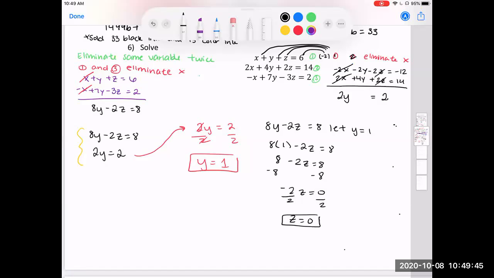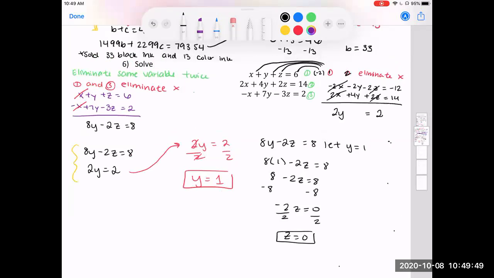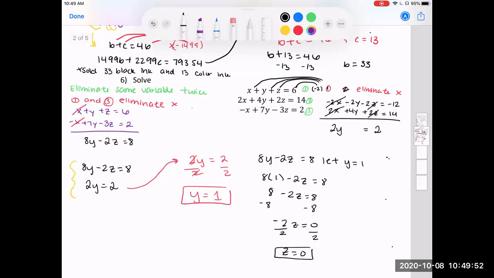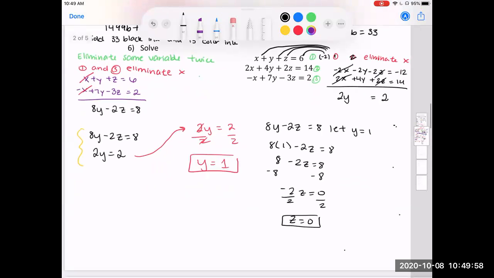Okay, now that we're done solving for those two equations, I take a look back at my starting equations. And I want to pick one equation and plug in a y of 1 and the z of 0. Let's use that first equation. So for my first equation, we have x plus y plus z is equal to 6. And now we're going to let y equal 1, and we're going to let z equal 0.